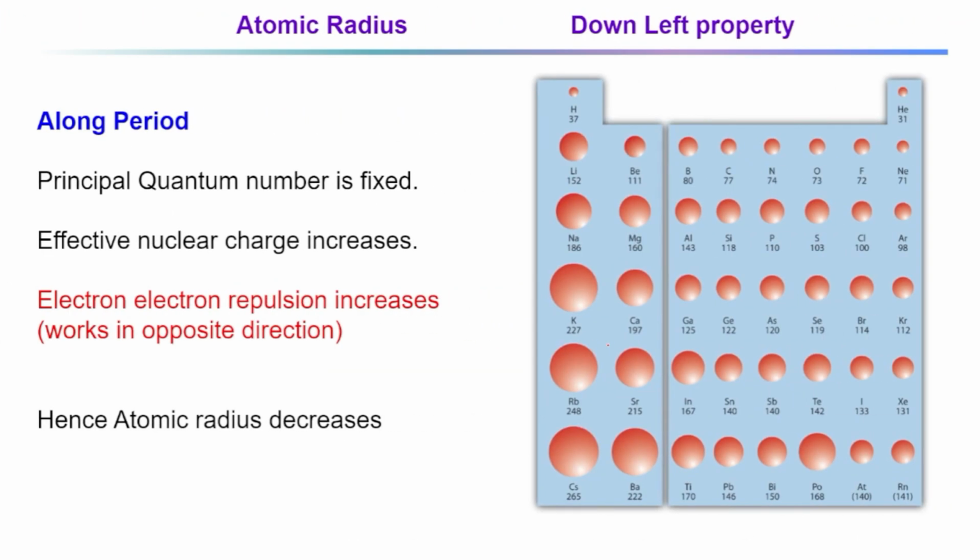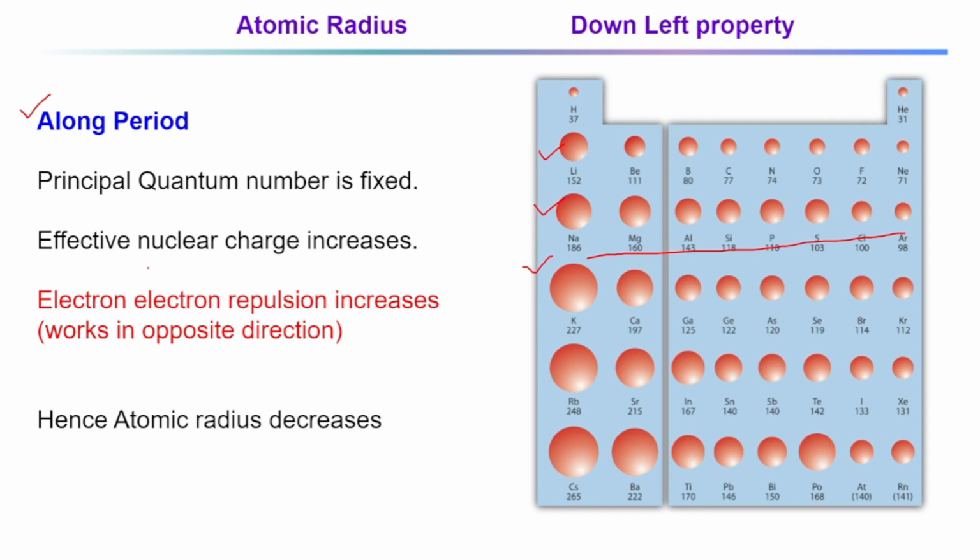Now let's see the trend. We will see it first for a long period. What are the factors that are working along a period? If we go from left to right, what are the factors there? The principal quantum number is fixed. Along a period, the principal quantum number is the same for lithium, beryllium, boron, carbon, nitrogen. All have the outermost electron shell as the second shell or second orbit. So all these atoms have two shells or two orbits. These atoms have three orbits. These atoms have four orbits. So all the atoms in a period have the same principal quantum number.